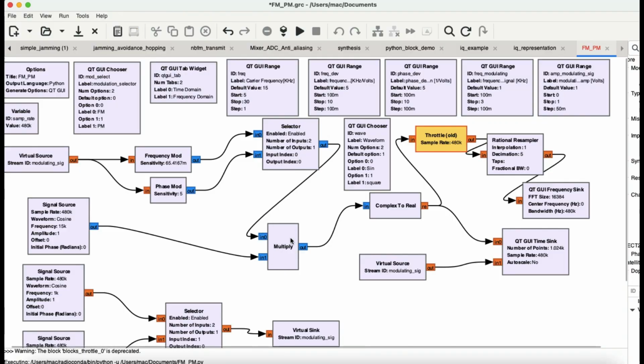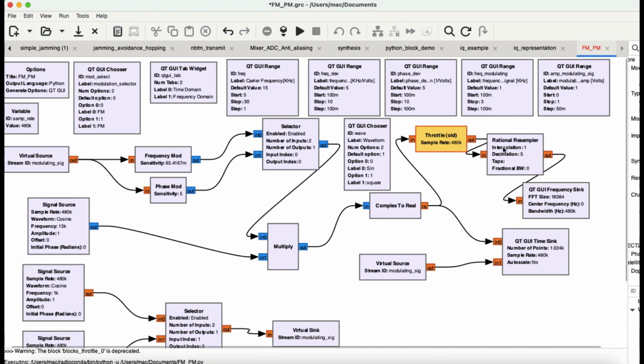Now both of these are multiplied together. Of course this value is a complex number, and I need to convert that into a real value. So the complex to real block is just converting that complex number into a real number, and then it goes into a throttle block, and then to a rational resampler. You don't need to put it, I just put it there. I want to have the sample rate down, so I have to change this.